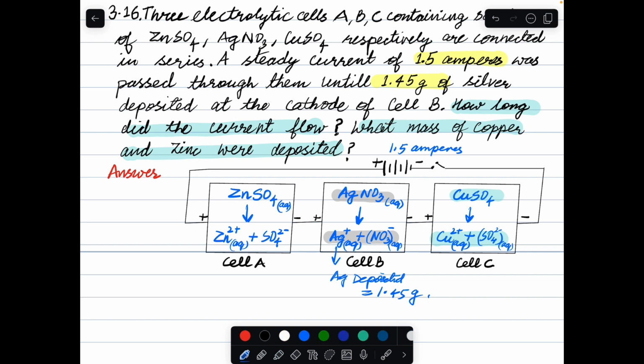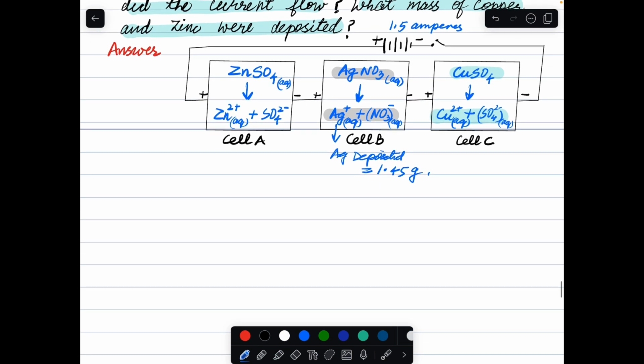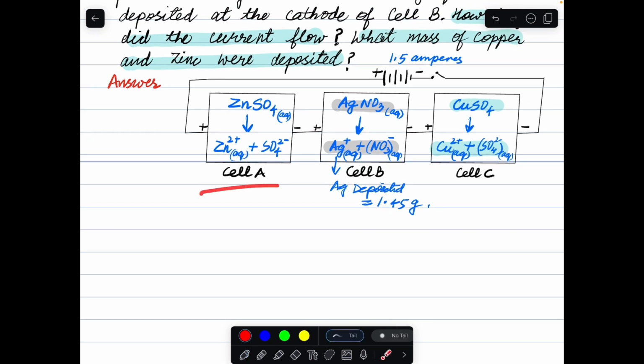One idea you have to keep in mind in this case: since all electrolytic cells, that is A, B and C, are connected in series, the same amount of current will pass through each cell. And the time taken will be the same because they are connected with each other. But a different amount of substance will be deposited in each cell, because different species are there. One has zinc sulfate, another silver nitrate, and the third copper sulfate.